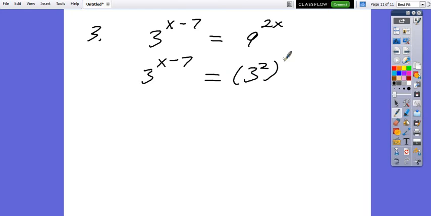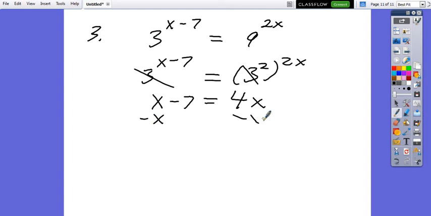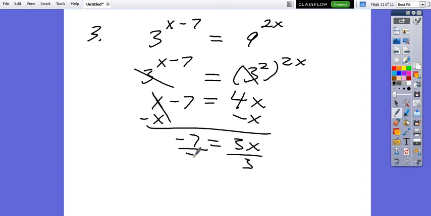So what I have now is a common base I can eliminate. And that's going to give me x minus 7 equals 4x. I have to multiply the 2's. 2 times 2 is 4. So I end up with x minus 7 equals 4x. Now I'm going to subtract x from each side. Negative 7 equals 3x. The final step is to divide by 3. X equals negative 7 over 3.